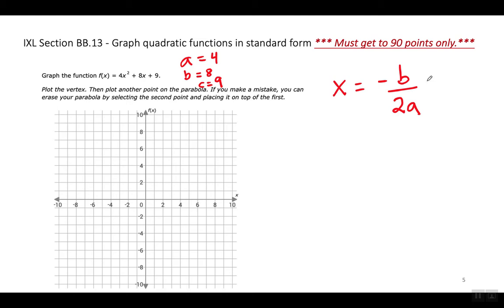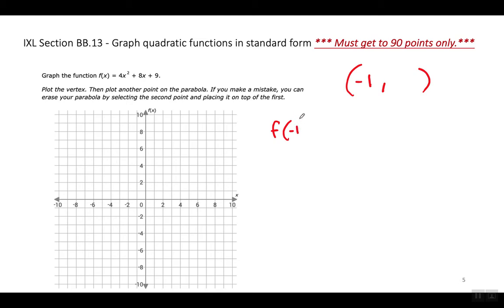When I substitute those values, I'm going to have x equals negative 8 over 2 times 4. So negative 8 over 8. So my axis of symmetry is at x equals negative 1. That means that the x-coordinate of the vertex is x equals negative 1. Now I need the y-coordinate of the vertex, and the way I'm going to find it is by substituting the x-coordinate of the vertex into the function to see what I get for y. So I'm substituting negative 1 into the function.